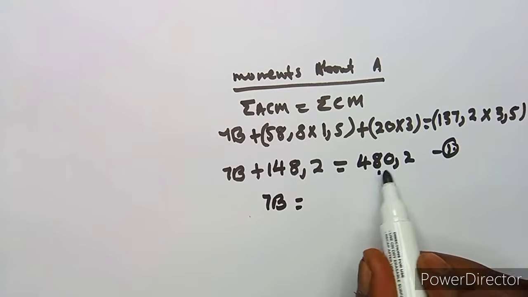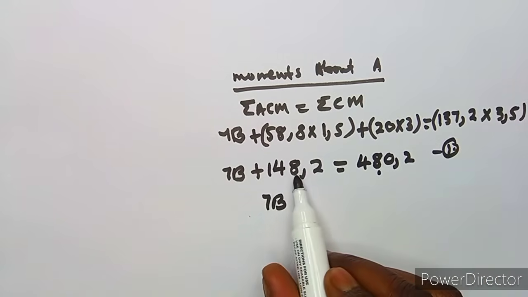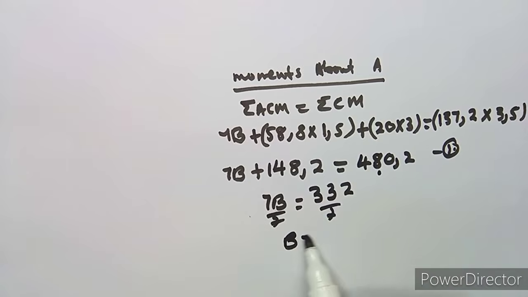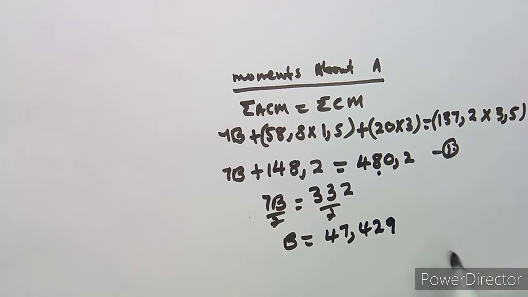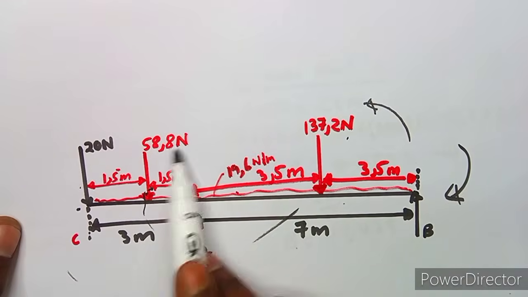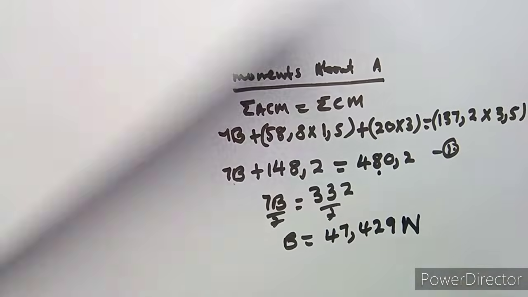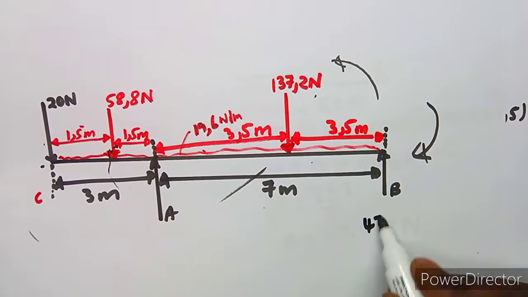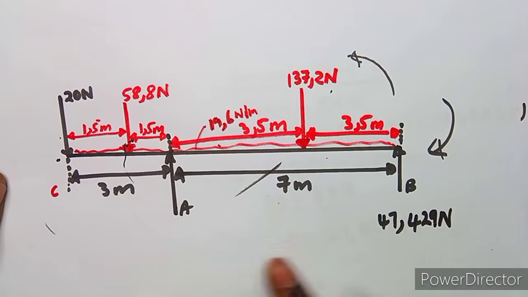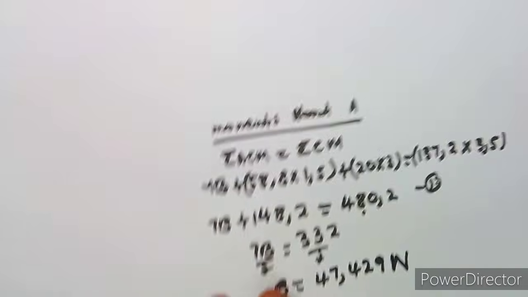So 7b, you subtract 480,2 minus this, we are going to obtain 332. Divide by 7 both sides, so definitely your b, guys, is going to be 47,429. That cannot change, which is in newtons. As you can see, all the other measurements are in newtons, so this one is going to be in newtons, like that. Okay, so this is our b, which is 47,429 newton, like that.